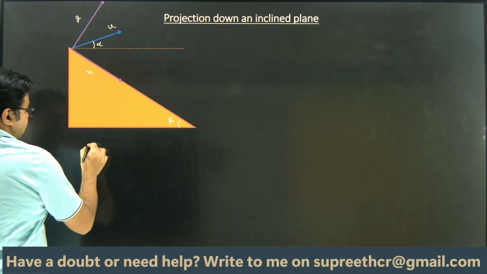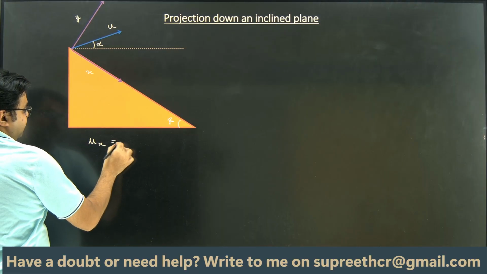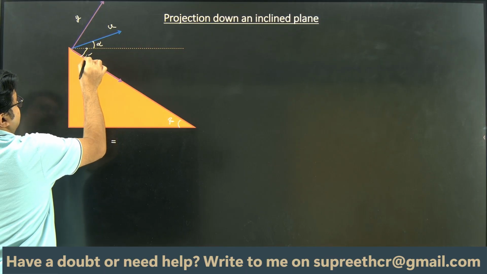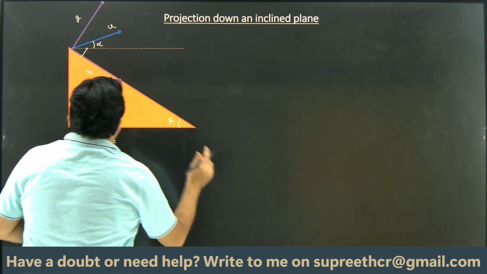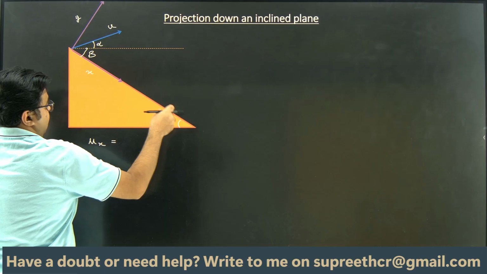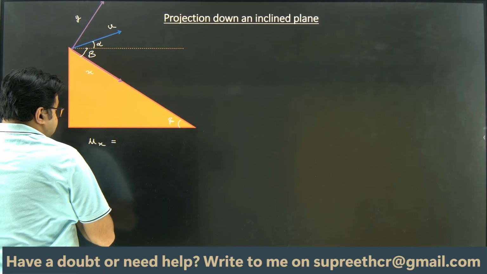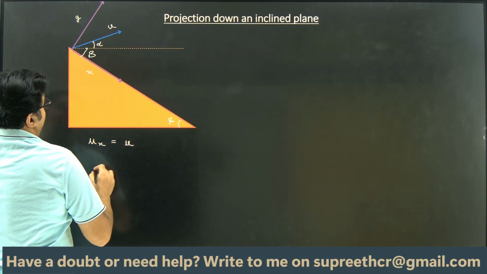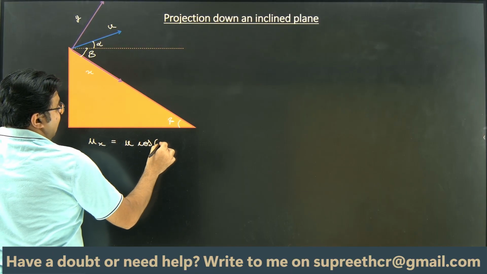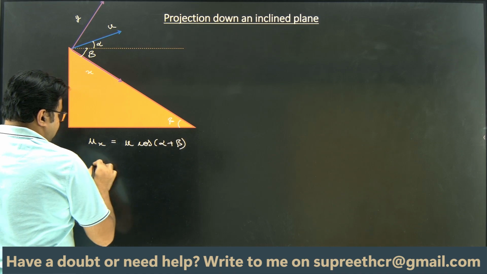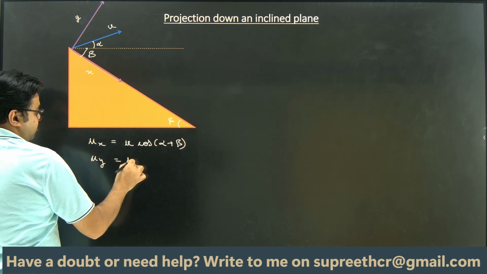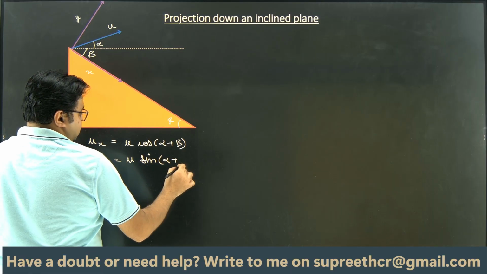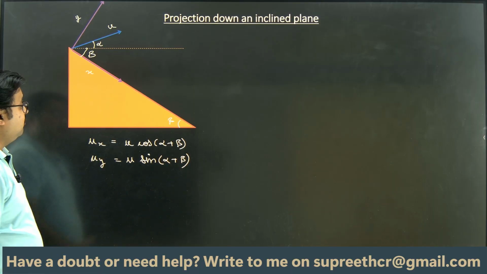U is the initial velocity. What do you think is ux, my friends? Don't you think ux is, because this is alpha, that's also going to be beta. They are alternate interior angles. Ux is going to be u cos of alpha plus beta, and uy is going to be u sine alpha plus beta. That's going to be the initial velocity.